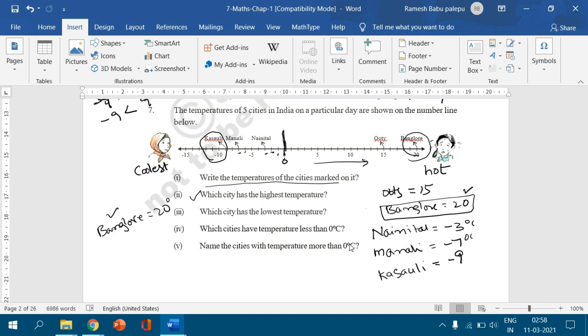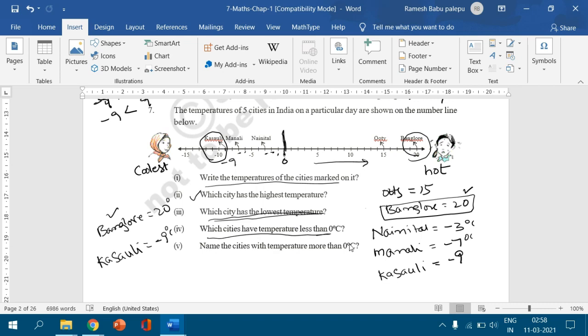Right. This is the answer for the second question. And which has the lowest temperature? Answer for the third question. So the lowest temperature is the lowest value. The lowest values are represented with negative numbers, right? So here this is Kasuli. Kasuli has -9 degrees. Kasuli is -9 degrees of temperature. And I answered the fourth one.